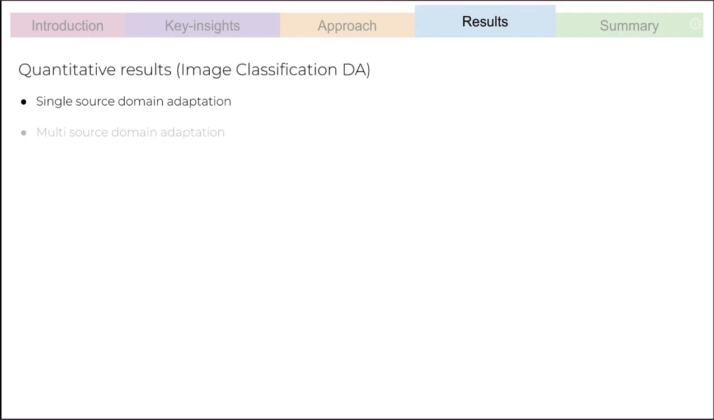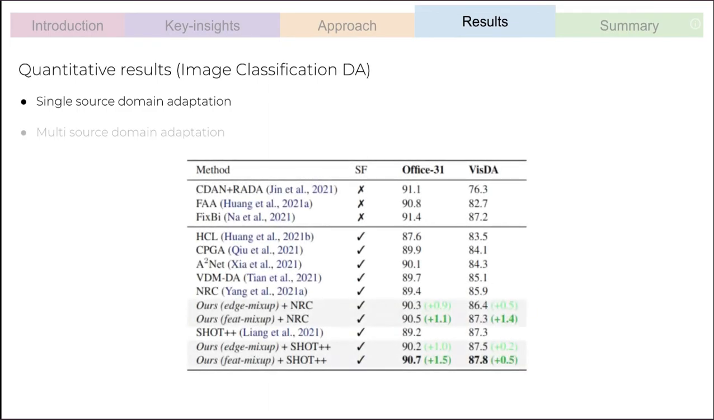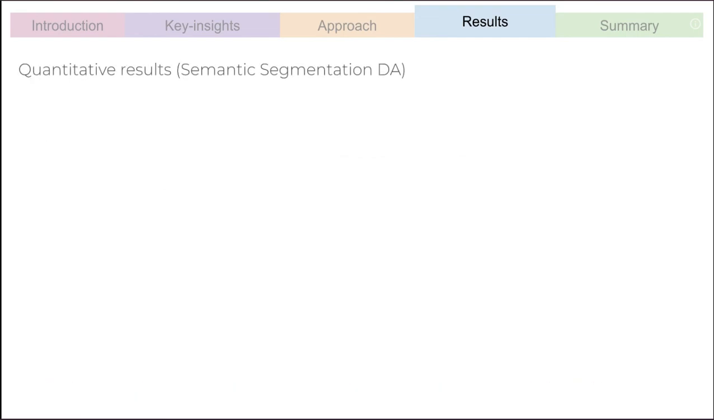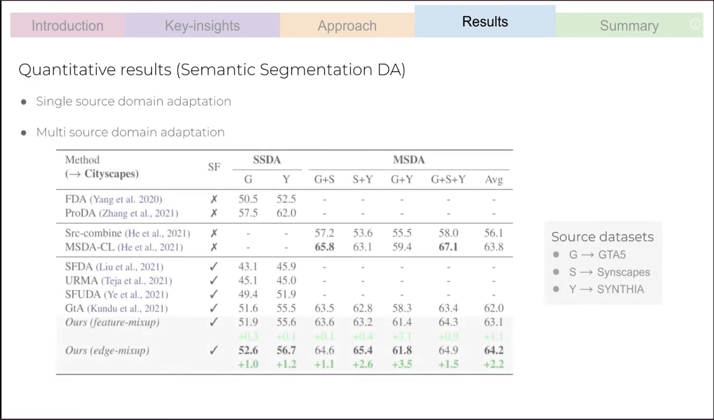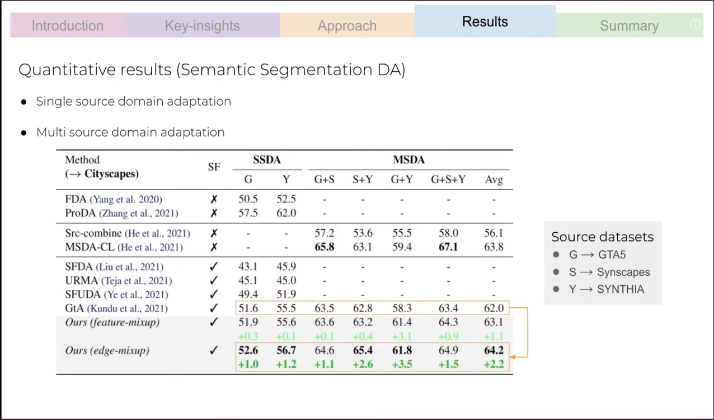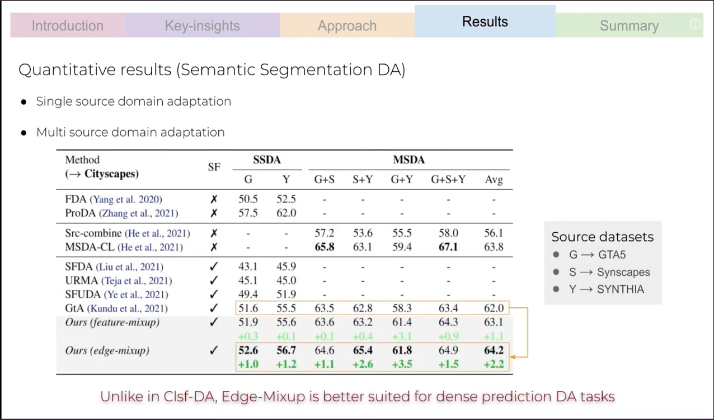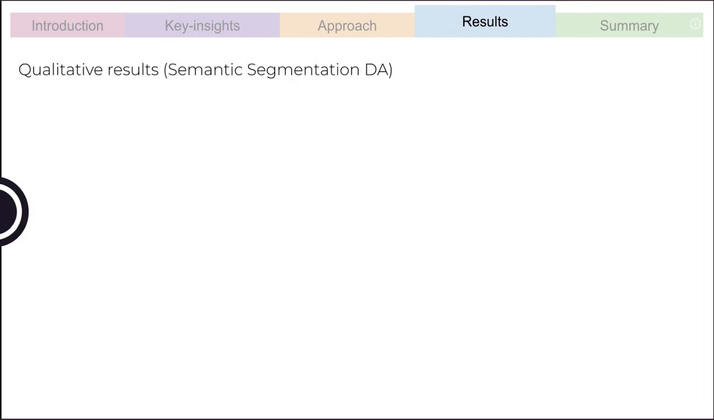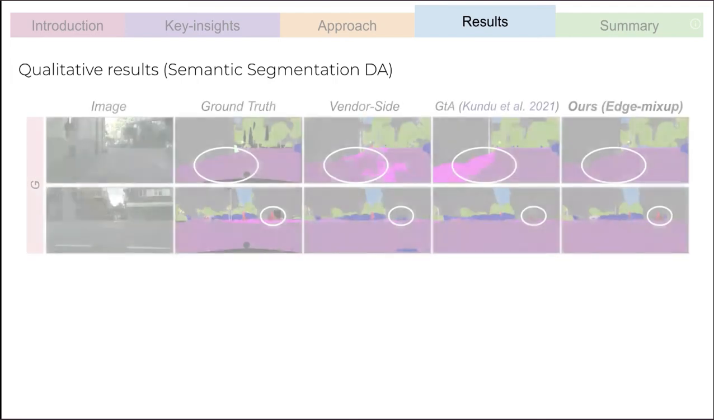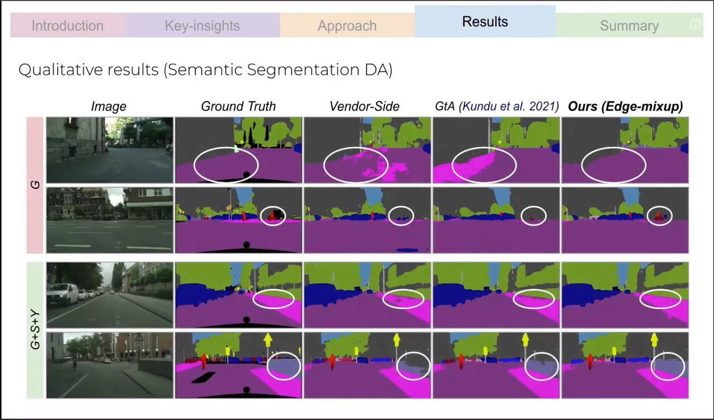Next, we illustrate our key quantitative results. First, we evaluate single source DA on Office 31 and VISDA benchmark and observe consistent gains. For the classification task, we observe that feature mix-up consistently outperforms edge mix-up and produces state-of-the-art results. We also evaluate segmentation DA and observe significant gains over all settings. Here, edge mix-up outperforms feature mix-up as it better suits dense prediction. Here we present qualitative results for single source and multi-source DA. Our adapted model generalizes better than the prior SOTA.